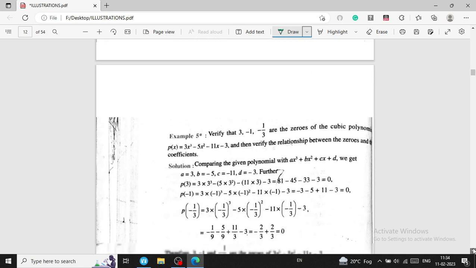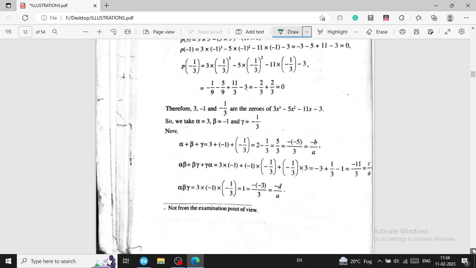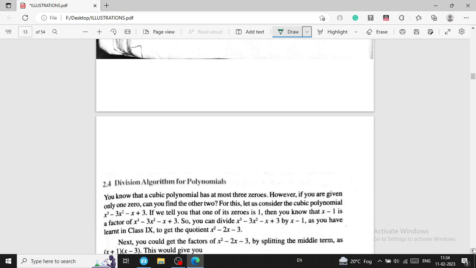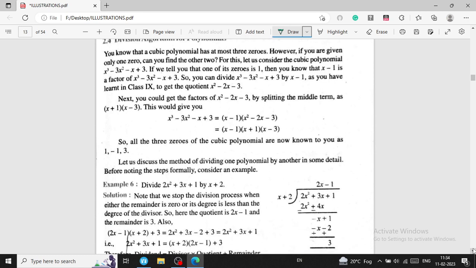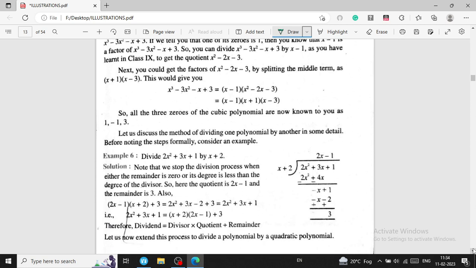Now the next question, this question is out of your syllabus. So now the next question is the division algorithm for polynomials. We have been given 2x square plus 3x plus 1 and we divide by x plus 2. First of all, write the divisor here, x plus 2, and inside the dividend.